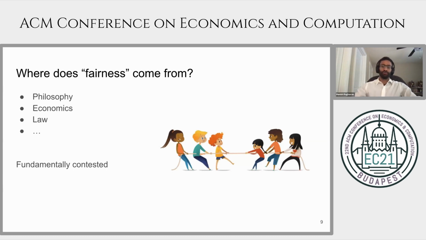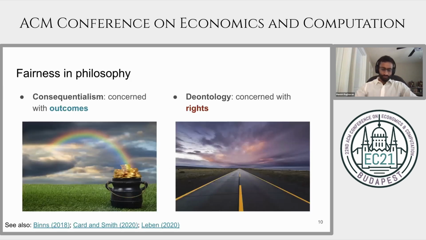So let's start off with a brief look at fairness through the lens of philosophy. There are two main philosophical lenses through which fairness can be viewed when it comes to algorithmic decision-making. The first is consequentialism, which is concerned with the impacts of the outcomes that a system produces in the world. So essentially, consequentialism tells us that a decision-making system should be evaluated by the outcomes it produces.